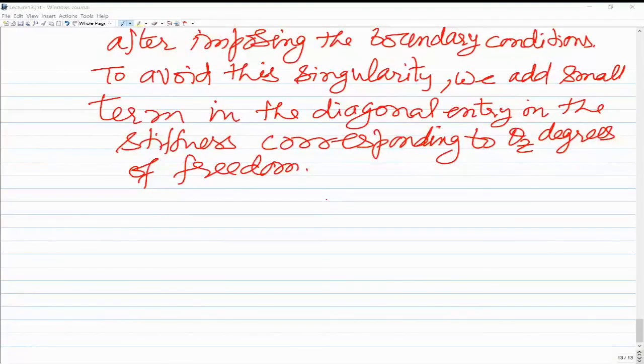Okay. And sir, you told about putting theta z equal to 0. So my question was, capital theta z will be present, right? Yeah, if capital theta z.